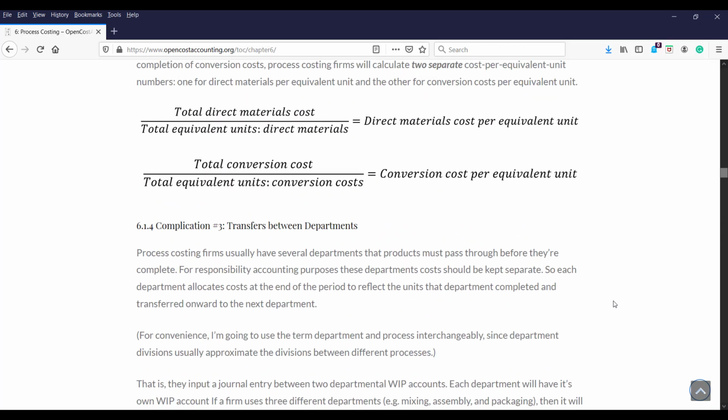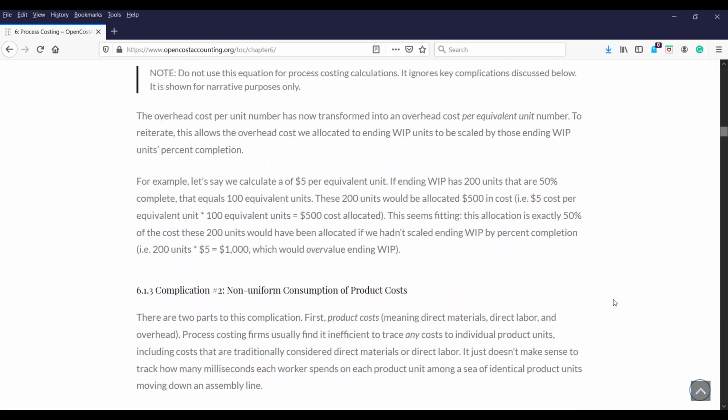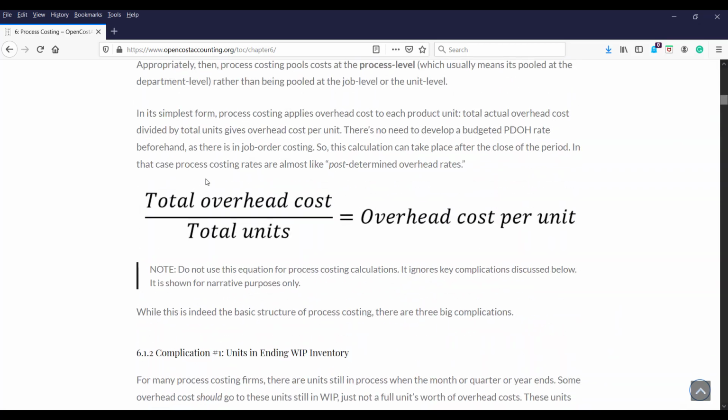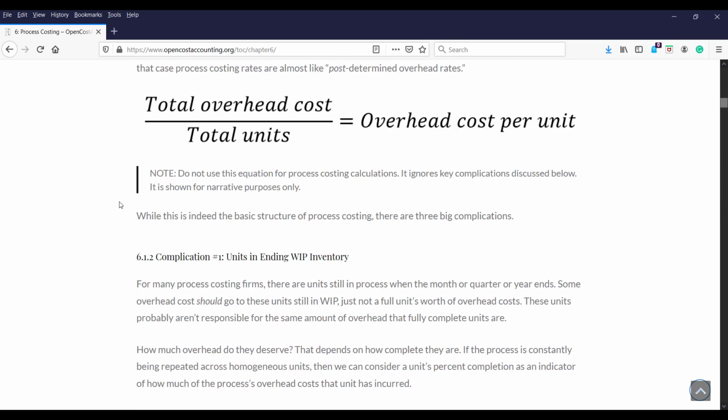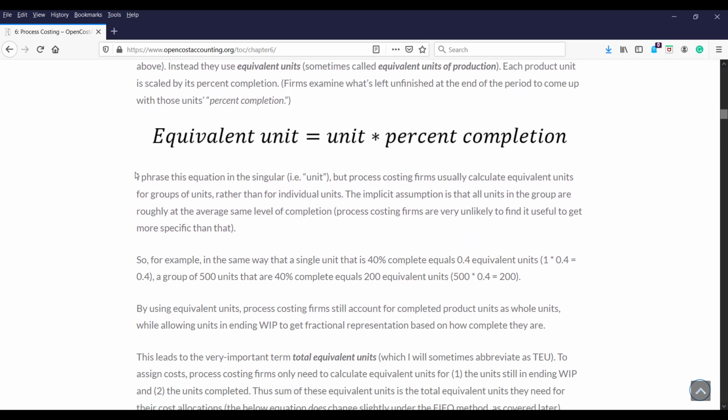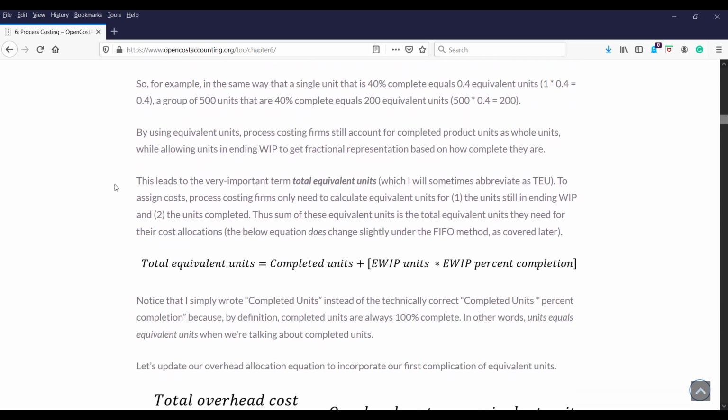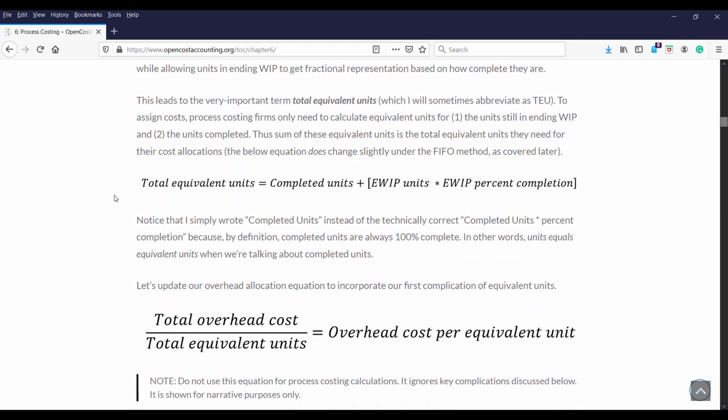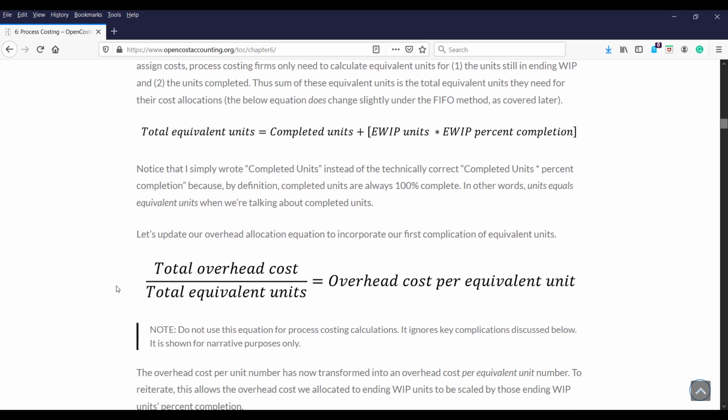So let me go review real quick here. We have the basic idea. Okay, we're just averaging overhead costs. No big deal. It's a gateway drug. Because then we have to deal with equivalent units. Now it gets a little more complicated, but I think we can handle the idea that you might have some ending WIP units and they're a certain percent complete, and so you're just going to ratably multiply them by the percent complete. So now you have equivalent units, and overhead costs divided by equivalent units.